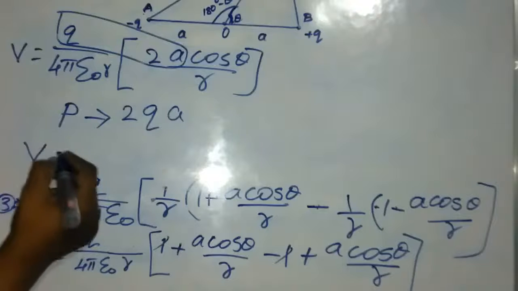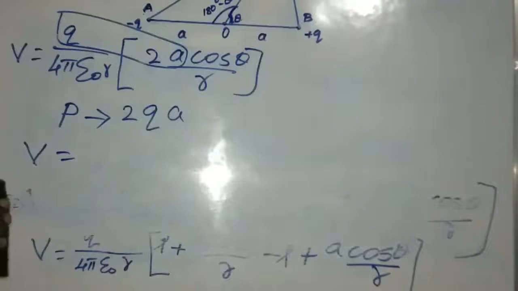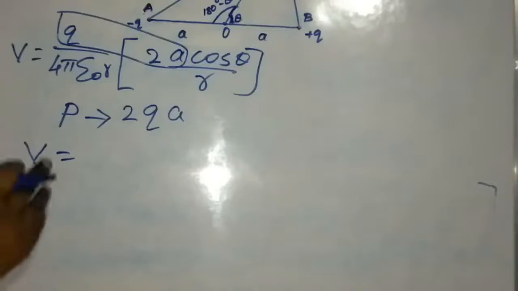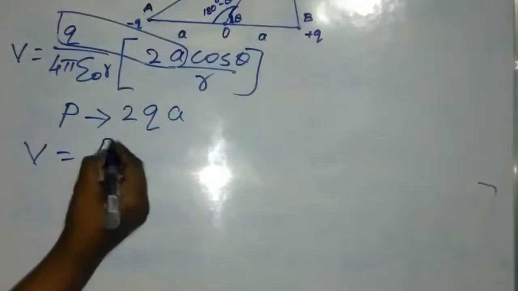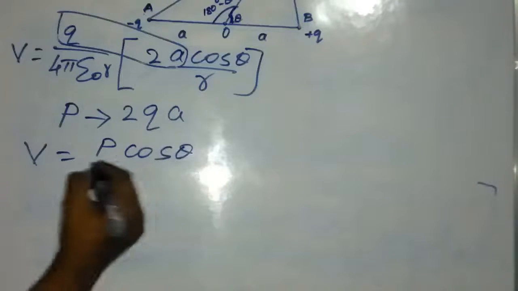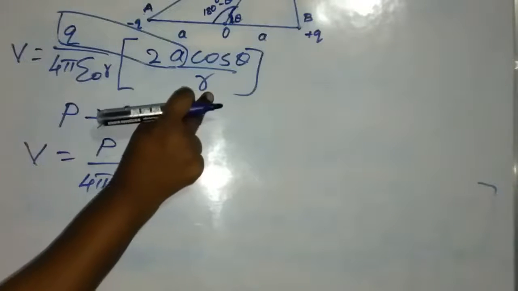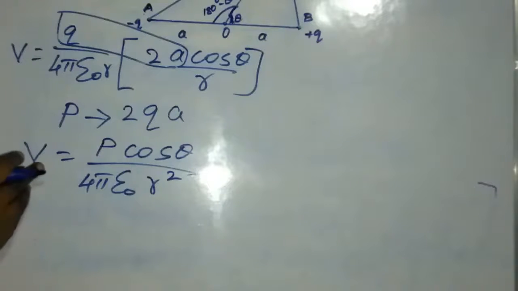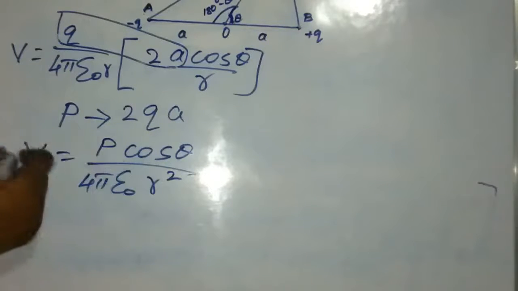So V equal to, instead of this 2QA we are using P. So P cos theta by 4 pi epsilon 0. Here we have 1 by R into 1 by R, that is R square. This is our final relation: V equal to P cos theta by 4 pi epsilon 0 R square.